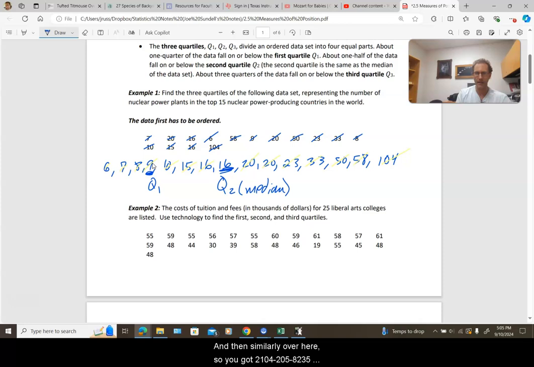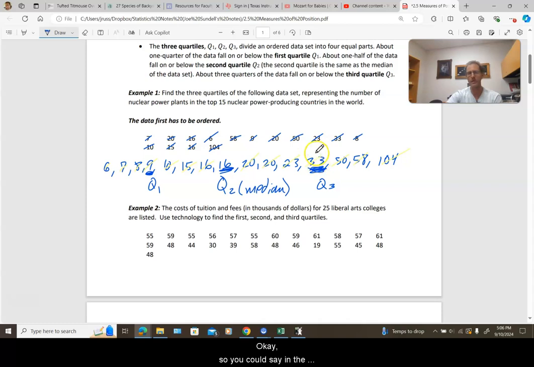Let's say Q1. And then similarly over here, you have 20, 104, 20, 58, 23, 50, and then 33 is right there. So 33 is going to be our third quartile. So you can see here that about 25% of the data lies at or below Q1. About 50% of the data lies at or below Q2, the second quartile, and then about 75% of the data lies at or below 33.